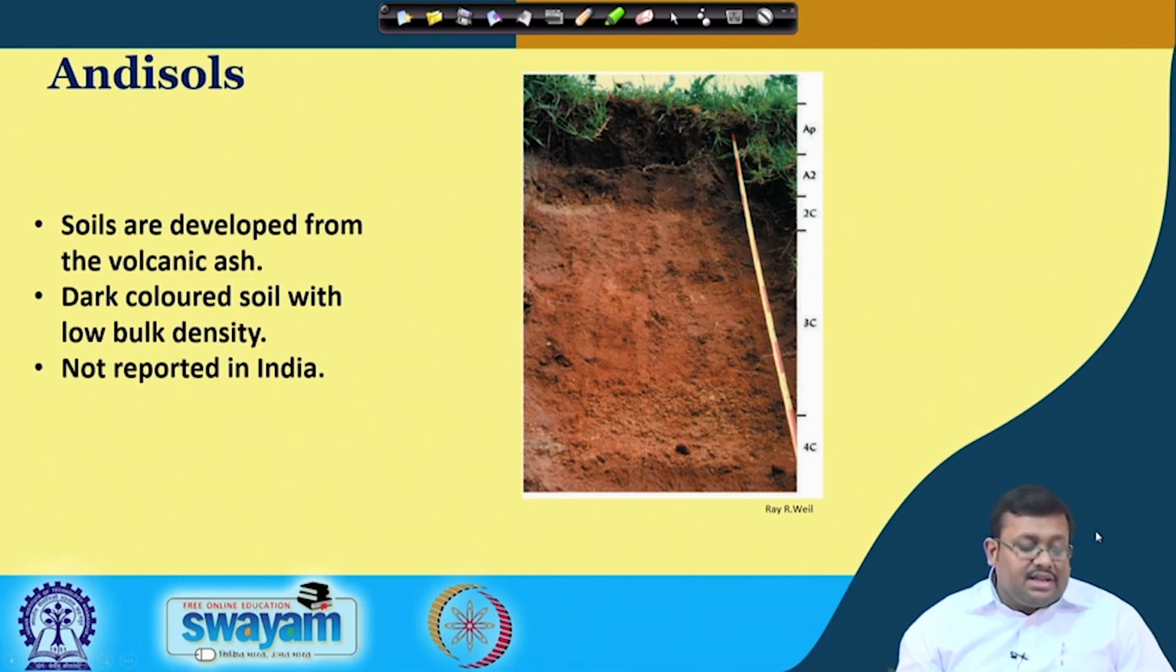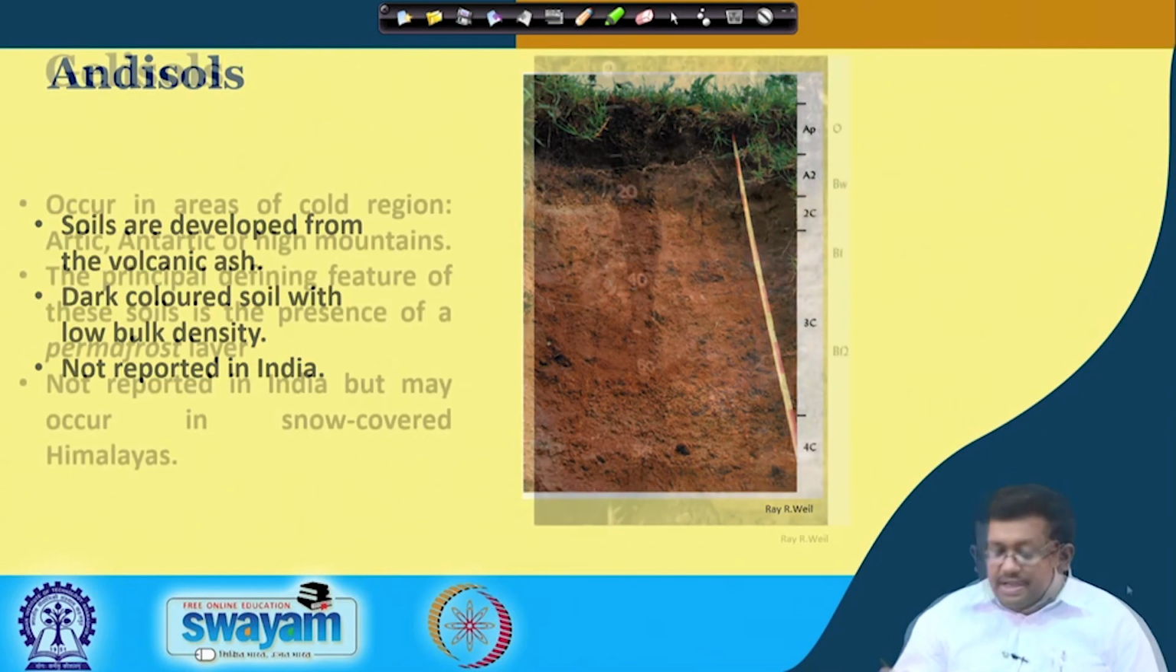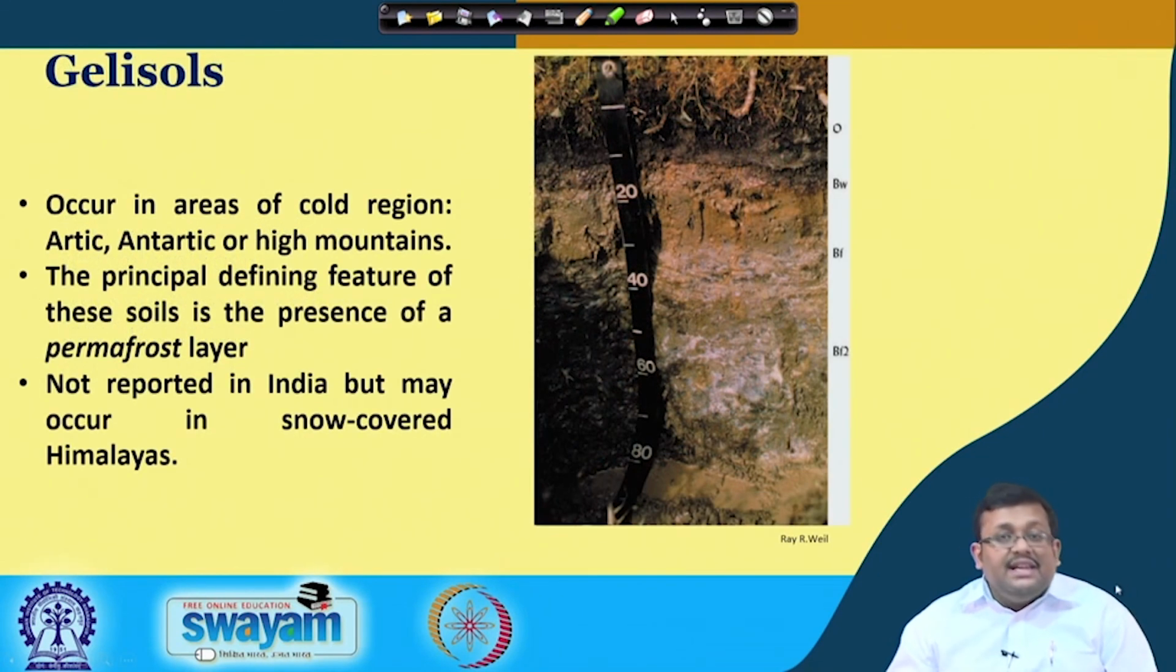Andisols are developed from volcanic ash, and they are dark colored soils with low bulk density, and they are not generally reported in India. The next one is Gelisols. They occur in cold regions, especially in the Arctic and Antarctic regions or high mountains. The principal defining feature of these soils is the presence of a permafrost layer, when the soil is frozen for most part of the year. It is basically not reported in India, but may occur in some snow covered Himalayan regions.